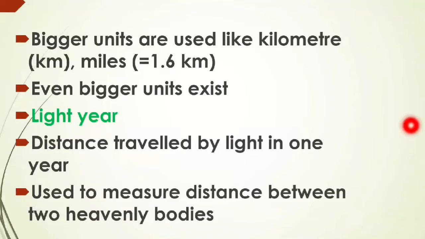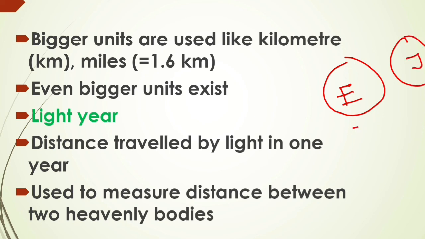So if we have suppose two heavenly bodies, suppose the Earth and the Jupiter, and if we have to express the distance between them, we are going to write something like this. Suppose the distance between Earth and Jupiter is 10 light year, like that. Okay, so these are bigger unit. Kilometer and miles and the light year, all these are multiples of the SI unit of length, that is meter.